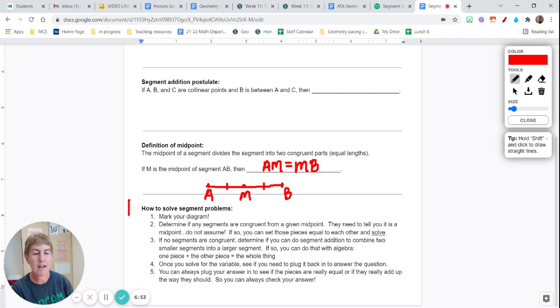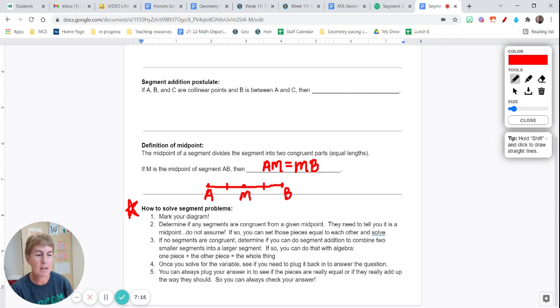So down here then we have a little information about how to solve segment problems, what you're going to be doing next. First of all, always mark your diagram. If you know things are congruent, put it there. If they said that AM was 2x plus 3, label it. Write a 2x plus 3 here. Put all the information onto that diagram.